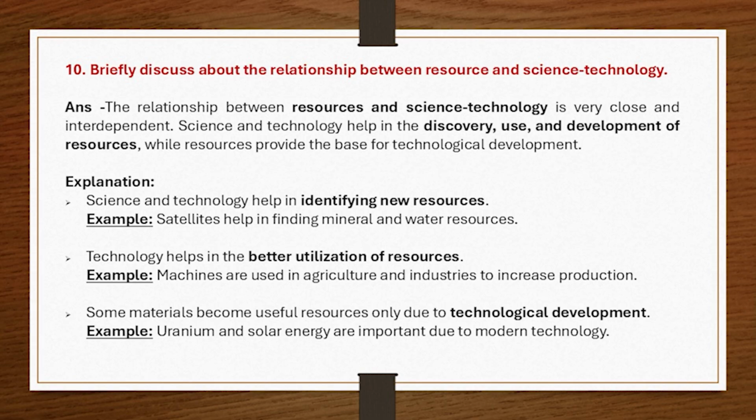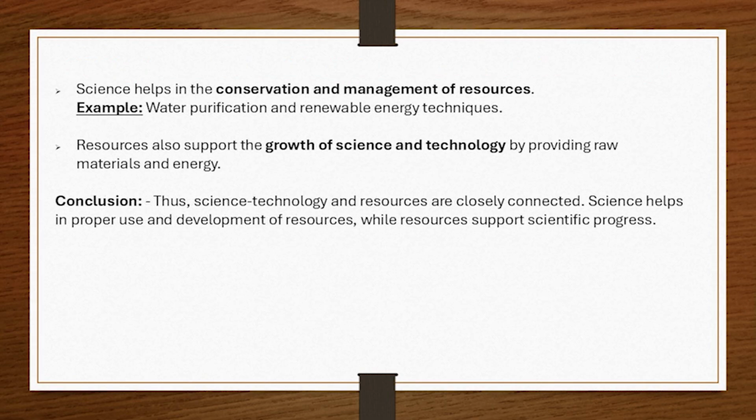Technology helps in the better utilization of resources. Example, machines are used in agriculture and industries to increase production. Some materials become useful resources only due to technological development. Example, uranium and solar energy are important due to modern technology. Science helps in the conservation and management of resources. Example, water purification and renewable energy techniques.